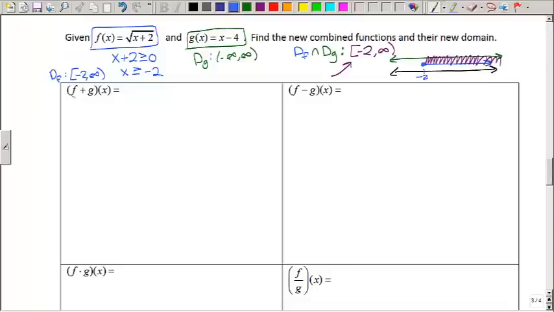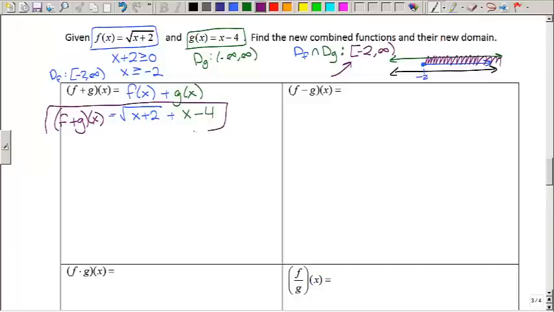So looking at our first problem, f plus g of x, the definition tells us we can use f of x plus g of x. My f of x function can be replaced with the square root of x plus 2. The g of x function can be replaced with x minus 4. Notice there's no combining left to do here, so my function f plus g of x is simply the square root of x plus 2, plus x minus 4. My question is, are there any new excluded values?